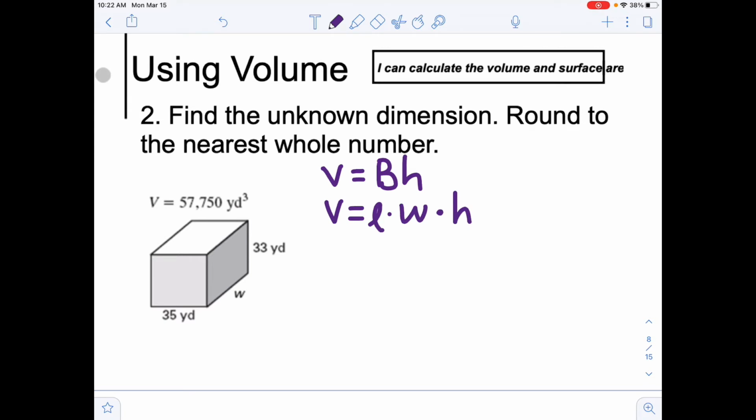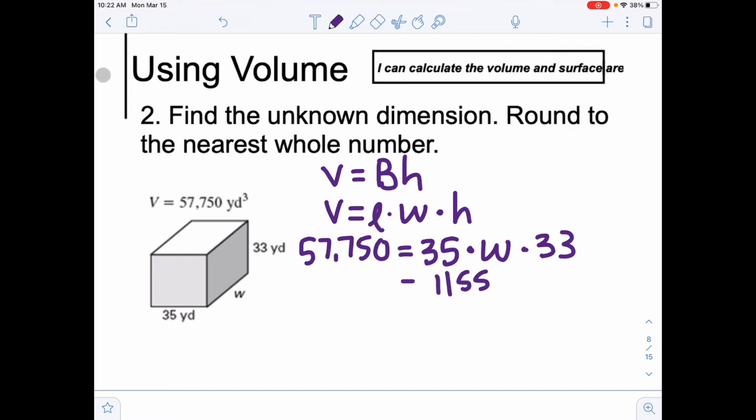Now I'm just going to plug in what I know. I know the volume is 57,750 yards cubed. My length is 35. I don't know my width, and I know the height of the prism is 33. Okay, 35 times 33 is 1,155 times W, and set that equal to 57,750. I'm going to divide both sides by whatever's in front of my variable.